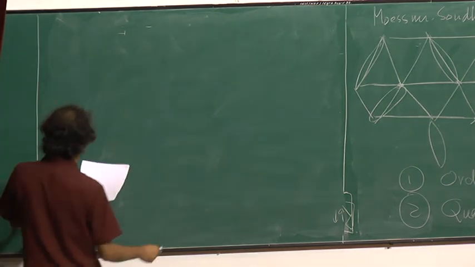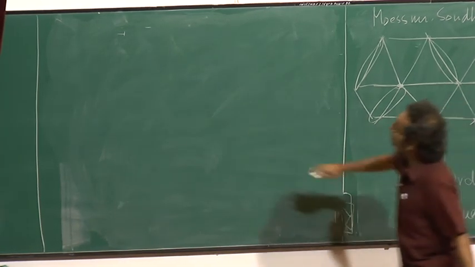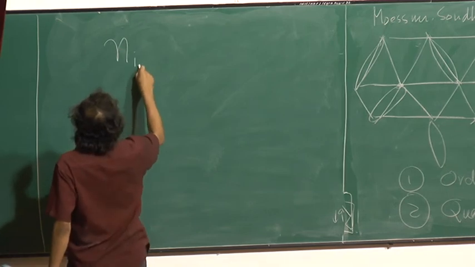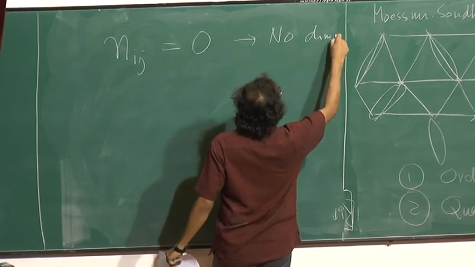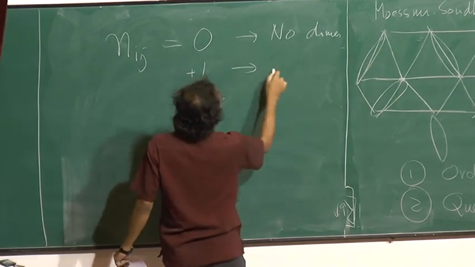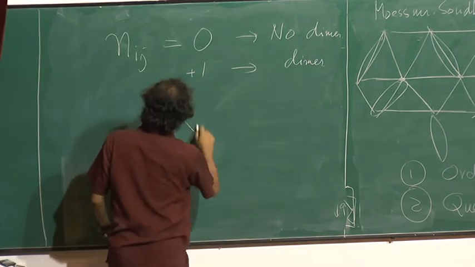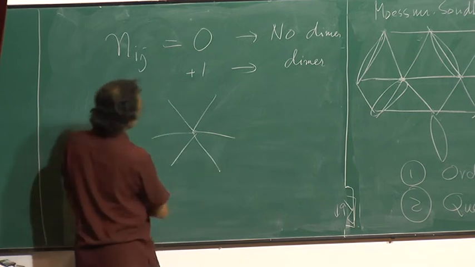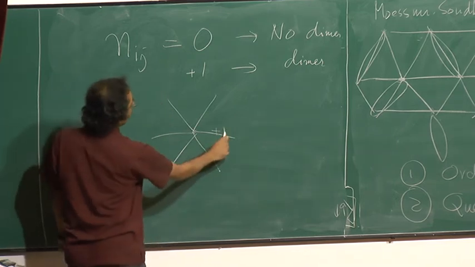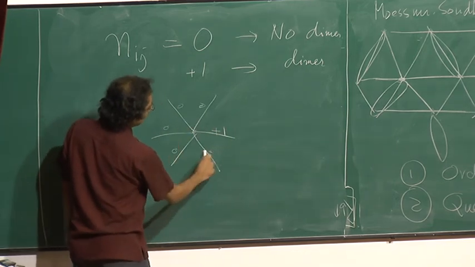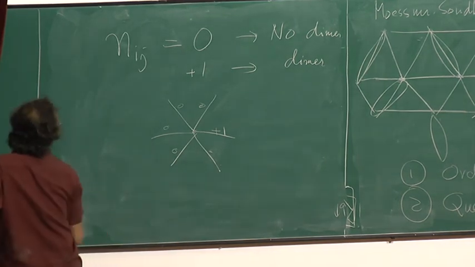Good. So now on every bond, I introduce a variable n_ij, which is 0 if there is no dimer, and plus 1 if there is a dimer. So if I look at the six bonds, only one bond can have plus one, and the rest have to be zero. Okay, that's a constraint.